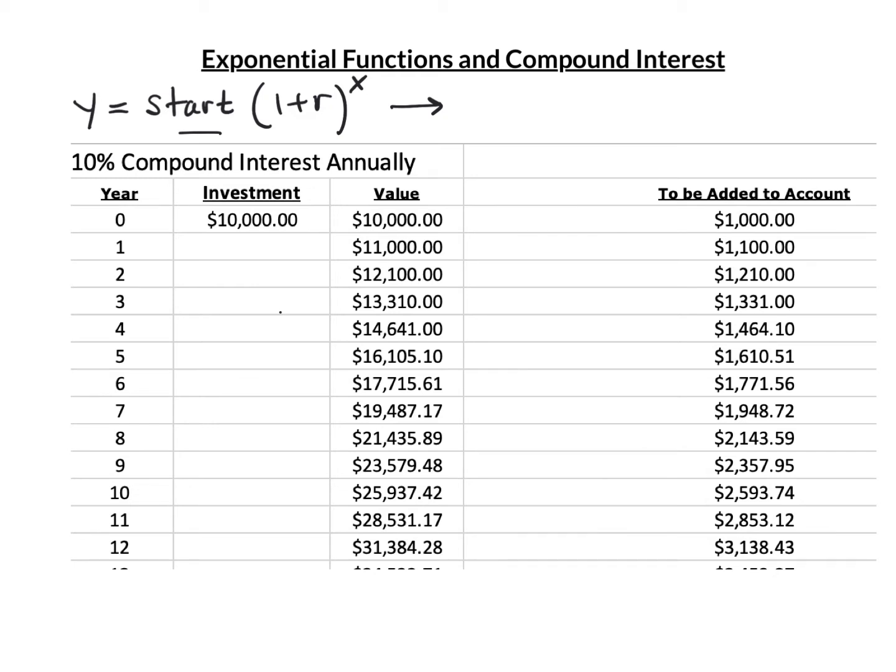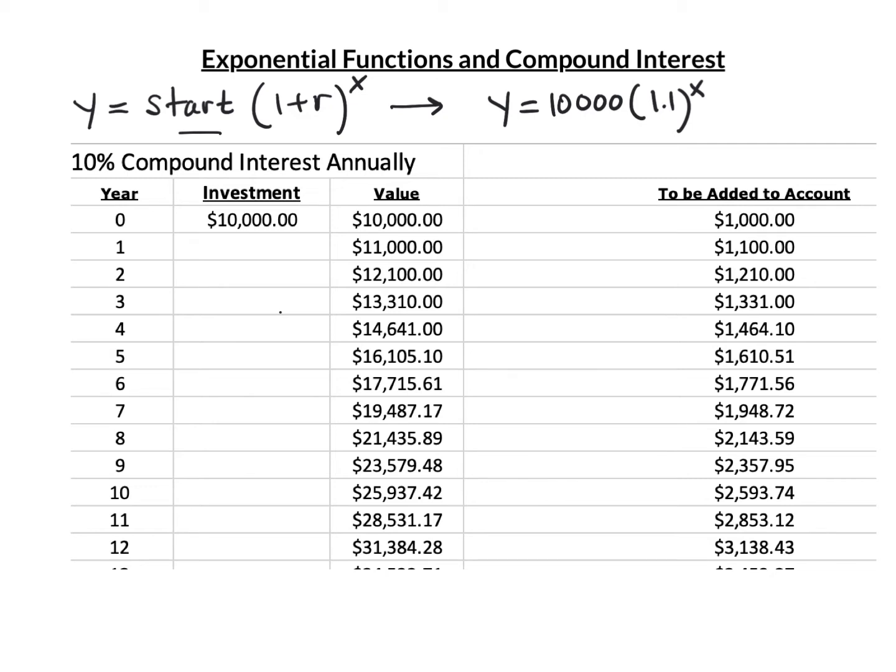For this example, we're going to do 10% interest compounded annually. Our equation then is y equal, we're starting with $10,000 and it's growing at 10%. That's 1 plus 0.1, which is 1.1 to the power of x. In this example, each year 10% is added to the account.